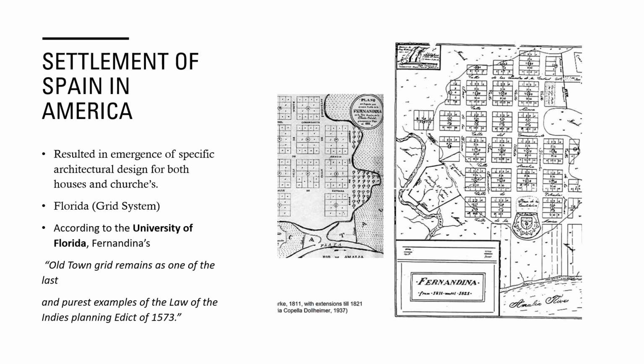Having settled mainly in Florida, the Spanish town was built according to the existing laws and was highly planned on a grid system, which resulted in the emergence of specific architectural design for both houses and churches. Florida grid system. According to the University of Florida, Fernandina's Old Town Grid remains as one of the last and purest examples of the Law of Indies Planning Edict of 1573.